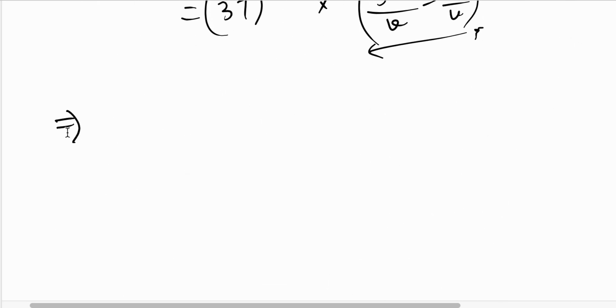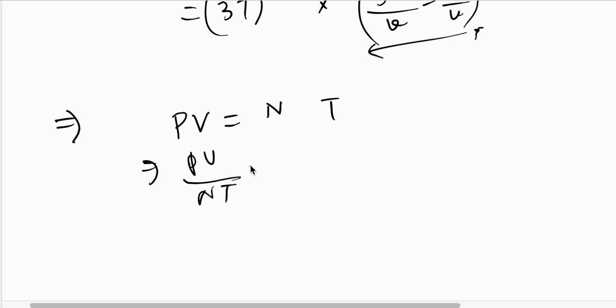So you can do it many ways. Since we all know the thermodynamics, PV equals N k_B T. Since k_B T is equal to 1, here beta T is equal to 1, that means PV by NT is equal to 1, that means R equals 1.